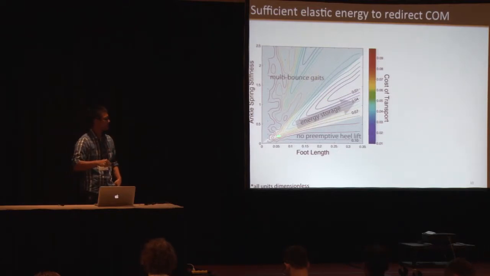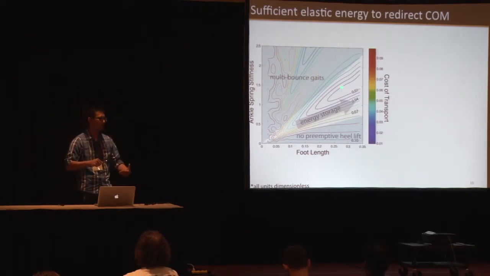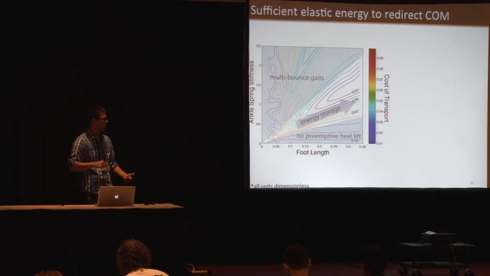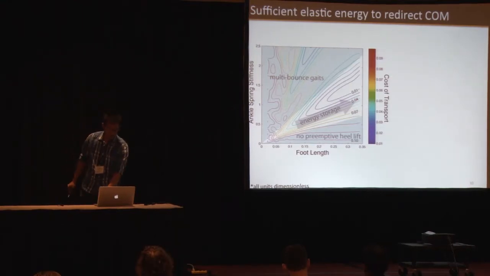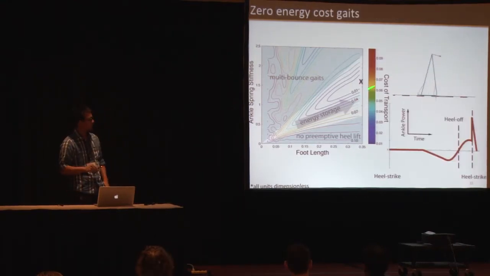So this region is where we can achieve a preemptive heel lift. And when our foot length increases, if we have a proper stiffness which can return energy at a proper timing, we can keep reducing our energy cost in this direction. So yes, we can achieve a zero energy cost gait.